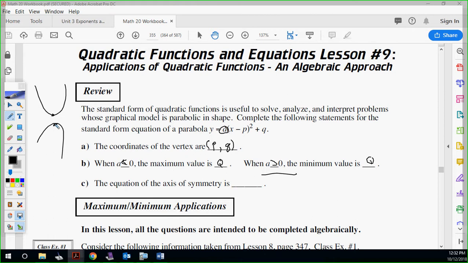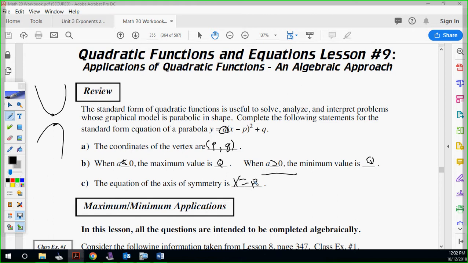It's just Q, whatever that number is. So if it's -3, it's -3. And your axis of symmetry is always x equals P, or the opposite of P, what you see. I just put P because it might be a 3, but you guys know to flip. So you can put -P if that's better for you.